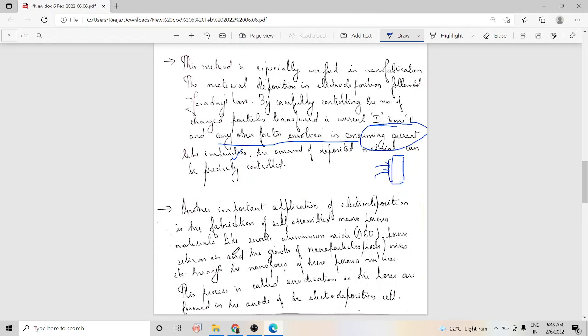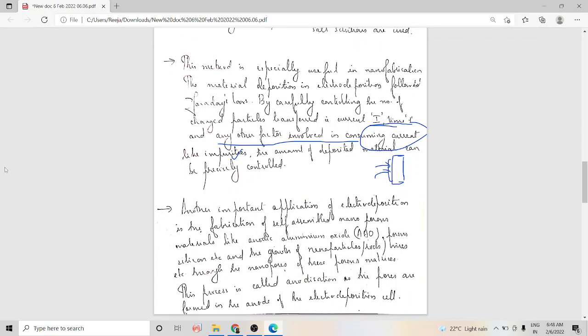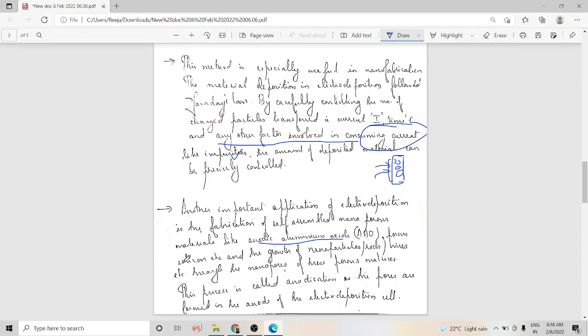And so this is the next important application of electrodeposition. That is, you take a material as the anode, and as a part of the deposition process, this anode becomes porous, or pores are created in the anode. This method is used for the generation of anodic aluminum oxide, porous silicon, etc. So the anode becomes porous as the process of electrodeposition progresses.